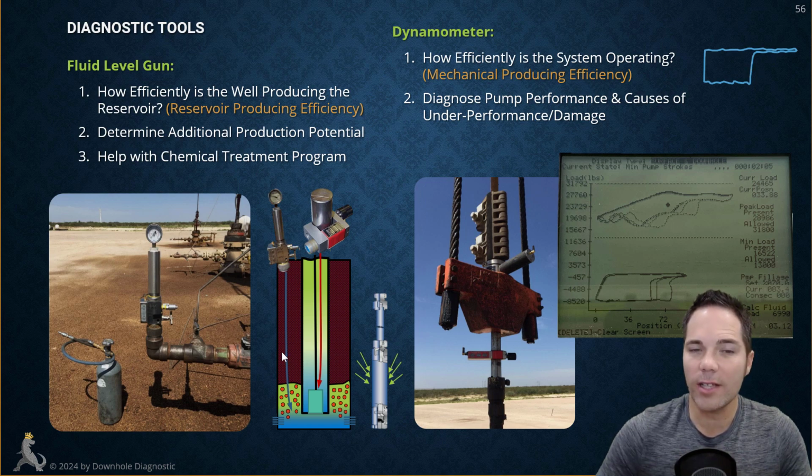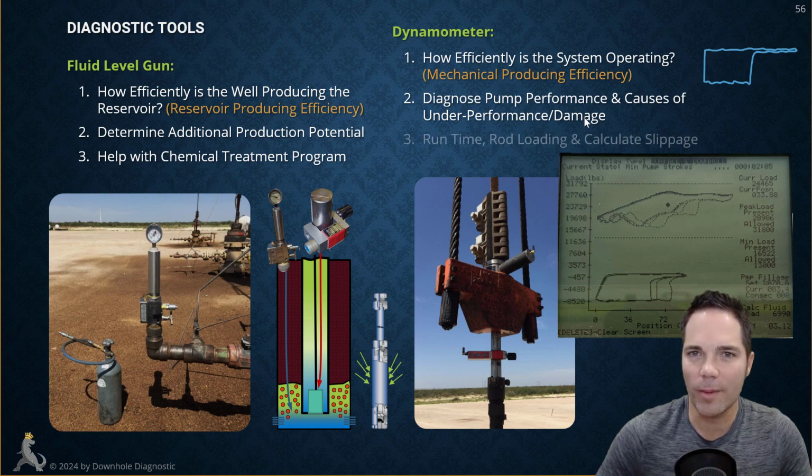Or if we see that there's lots of fluid above the pump, but we have incomplete liquid fillage, it's probably going to be due to gas interference. So we can diagnose what the problem is. That way we can try to make adjustments in the way we're operating it or adjustments in our equipment design.